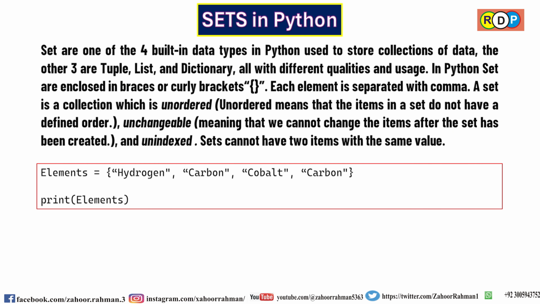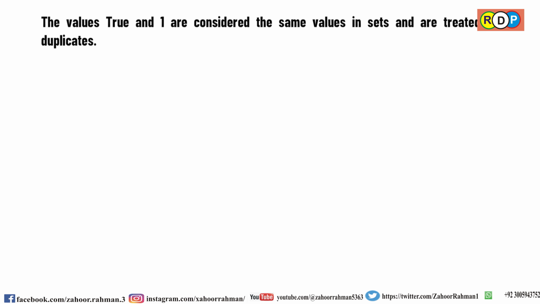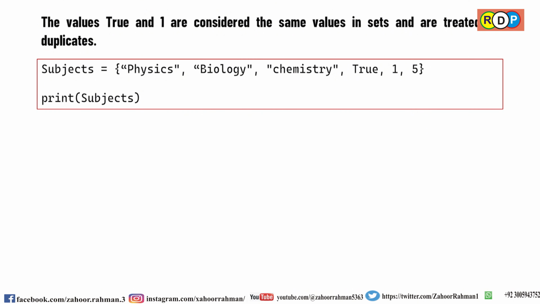Let us move forward and understand that the values true and 1, and false and 0, are considered the same values in sets and are treated as duplicates. Let us elaborate this with the help of an example. There is a subject set. Why are we calling it a set? Because it is enclosed inside the braces. Physics, biology, chemistry, true, 1, 5 are the elements of this set.